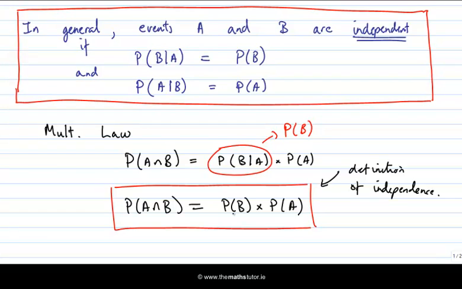And this is the standard mathematical definition of independence. Okay, so in probability theory, this is what you mean when you say that two events A and B are independent. It means that the probabilities of A, of B, and of A and B are related by this equation. Okay, so now let's look at some examples.